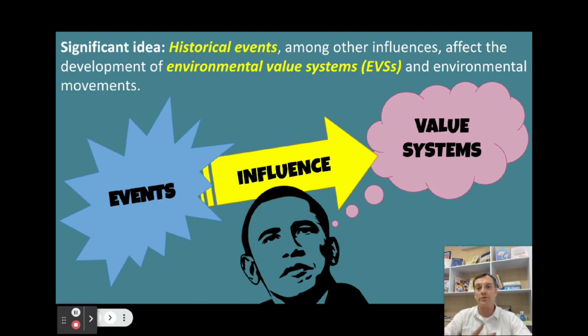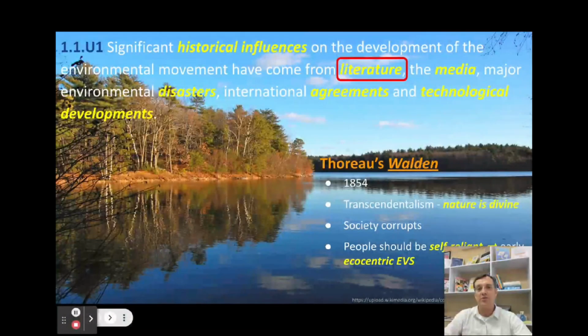We call that worldview an environmental value system. And the inputs to value systems come from a variety of sources. They can come from literature, other media, major environmental disasters, often depicted on media such as television, international agreements, and new technological developments. The list I'm going to share with you today is not comprehensive, but it's a really good start. And I've tried to put it in by category.